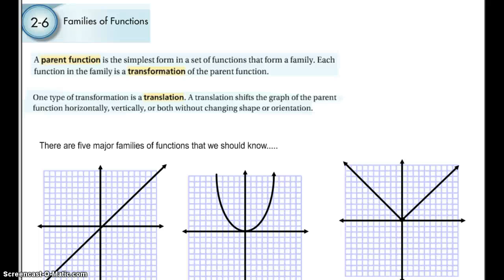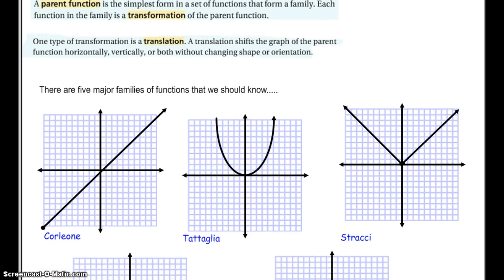This is the long-awaited 2.6 families of functions video we've all heard about. I wanted to start off by talking about parent functions and their transformations. Transformations of a parent function is really just how we're shifting them around the graph. So let's first talk about definition-wise what a parent function is.